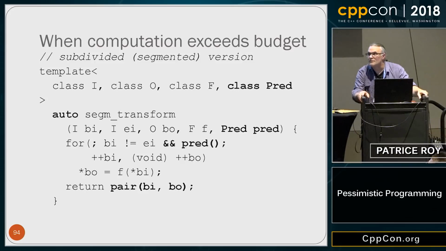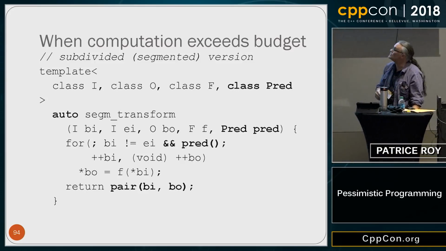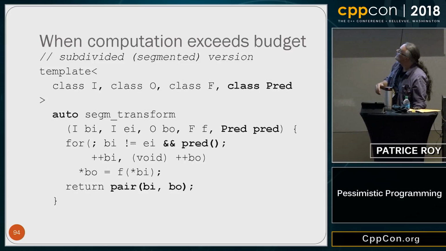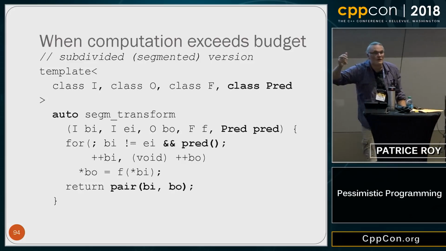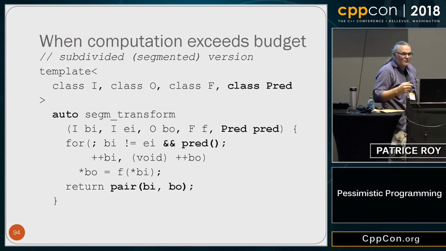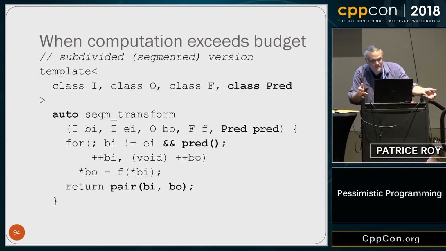It's more complex. So I don't know if you see this one. It's returning a pair with the new features again, the CTED, that's cute. And it takes 5 arguments in this case: the beginning of the source, the end of the source, the beginning of the destination, the function to apply, and some predicate that you will evaluate as you go along. And it's moving along, but checking the predicate occasionally. Now I'm checking at every iteration. That's a choice I made.